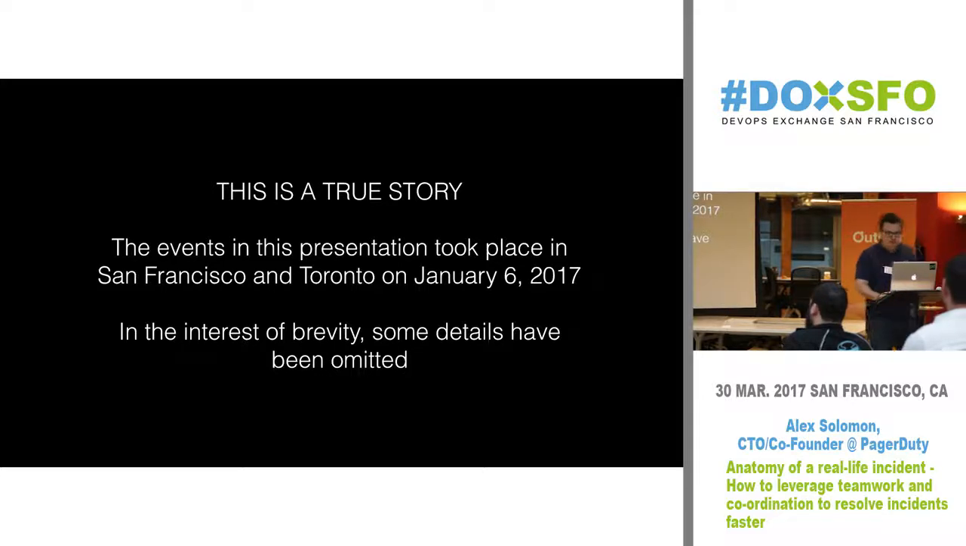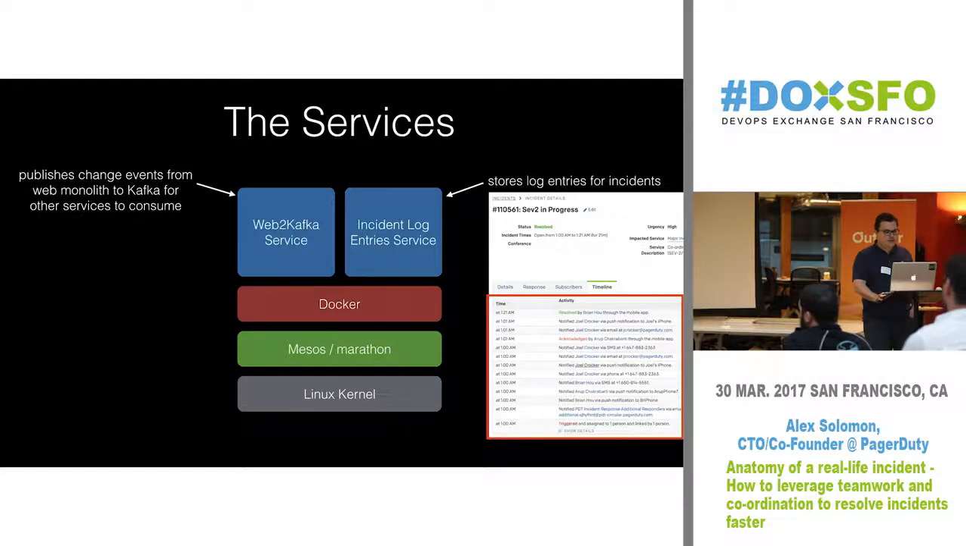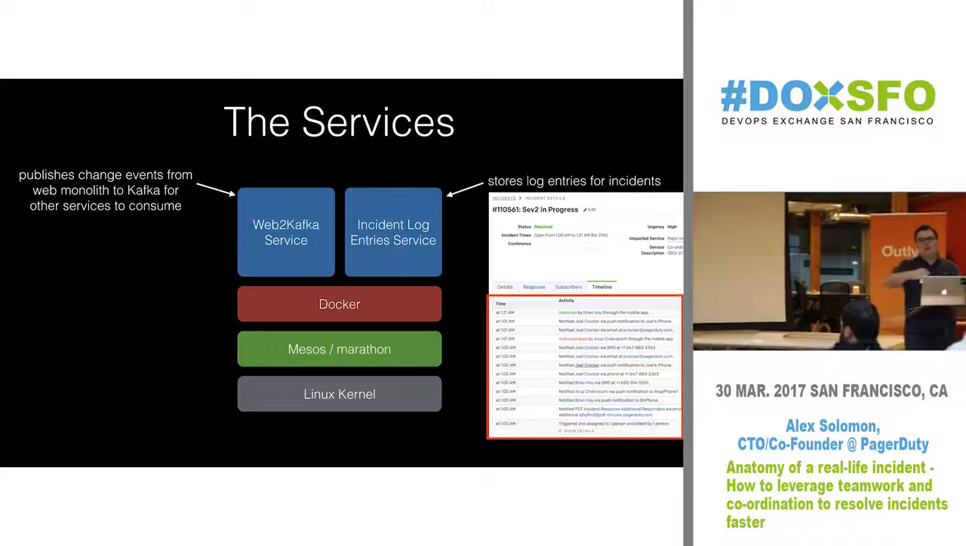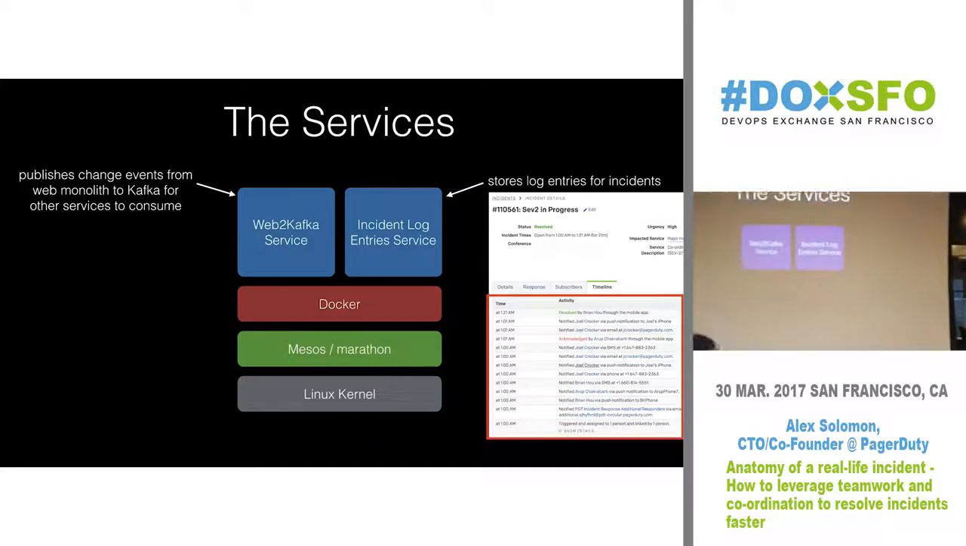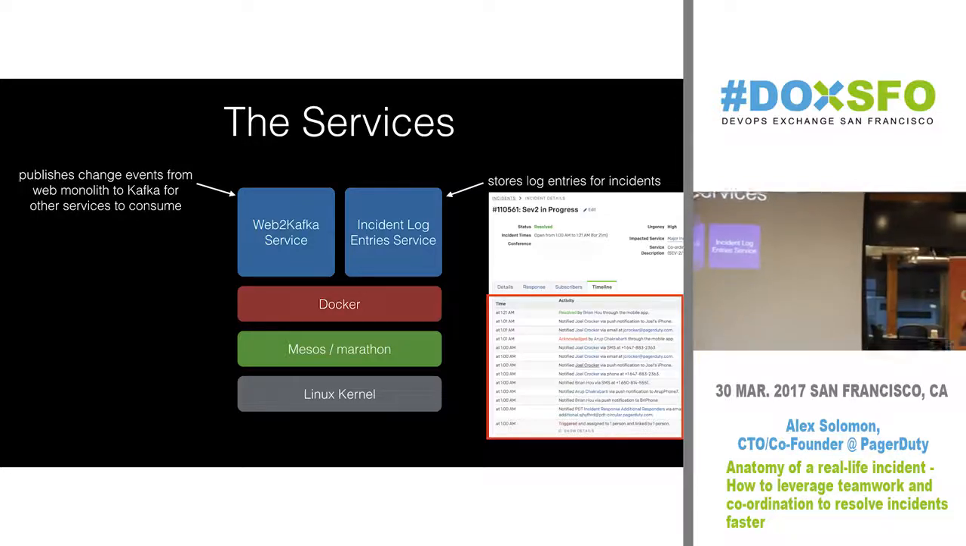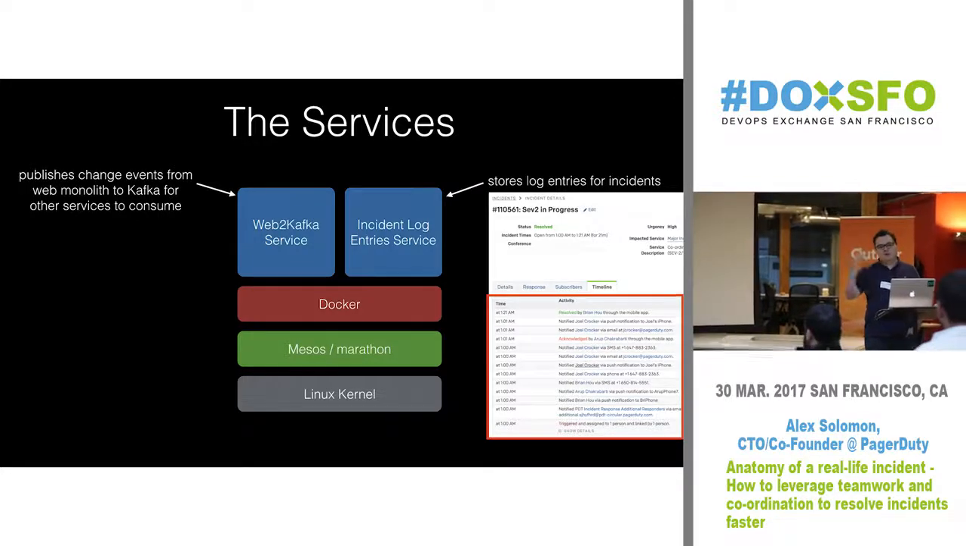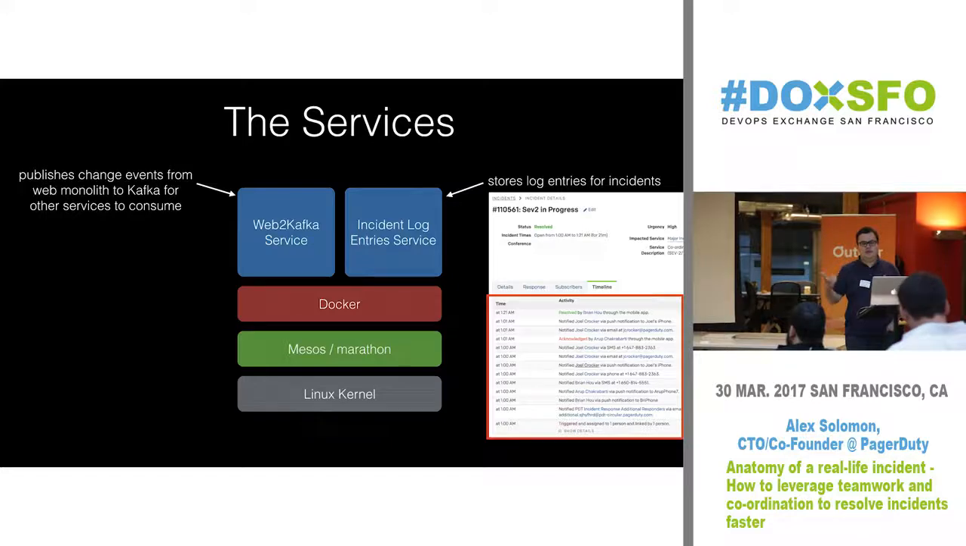So to start off, the services that were affected in this case were a service called Web to Kafka, which basically monitors our database, and when something changes in our database, not everything, but certain things that we care about get published over to Kafka. The reason why it's called Web to Kafka is because we still have a web monolith, and we're splitting that out into microservices, but this still applies to our web monolith and our MySQL database.